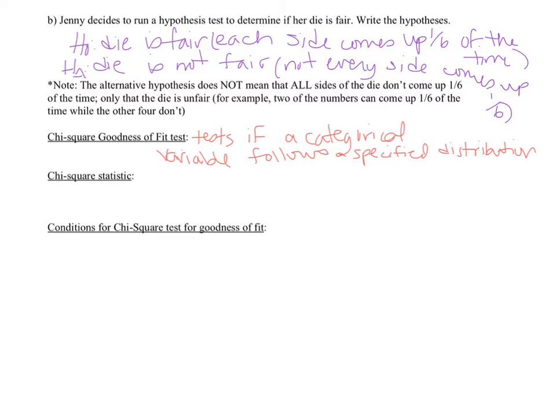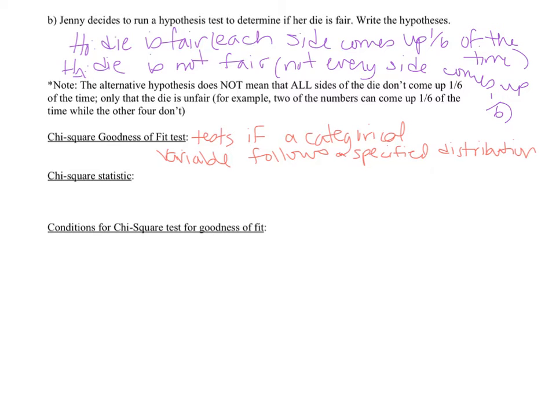So here's the definition of a chi-square goodness of fit test. It's going to test to see if a categorical variable follows a specified distribution. And this is our first example of it. In this one, we have the same probability for all sides of the die. There's going to be future tests that we do where it's not going to be the exact same thing, but you'll see a few examples like that.